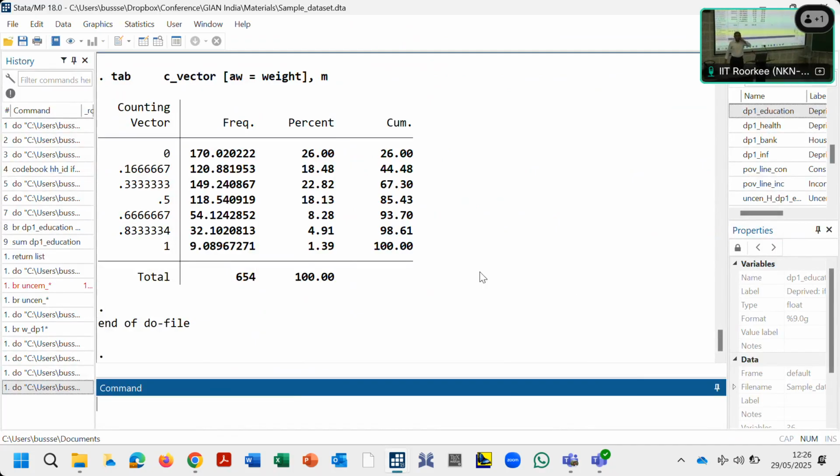It's a discrete distribution because we have only 4 variables and a limited set of weights. So this is our deprivation score, and you have the proportion. 26% of the population has no deprivation. 18% has 1/6 deprivation. 22.82% have 1/3 deprivation. Yeah, these are the scores.